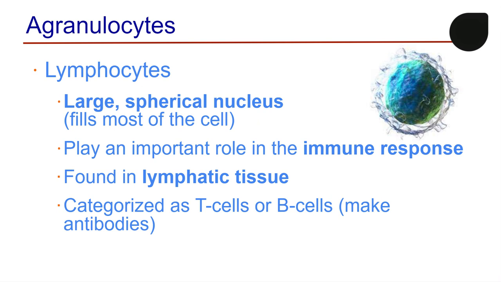All right, the last 2 are agranulocytes. The first one is called lymphocytes, and they are found in your lymphatic system, your lymphatic tissue. So lymphocytes, lymphatic tissue. These are very large. The nucleus is very large inside these cells. They play a role in the immune response because these are the cells that are going to be either T cells or B cells. More about that throughout our Academy experience. B cells are what make your antibodies.